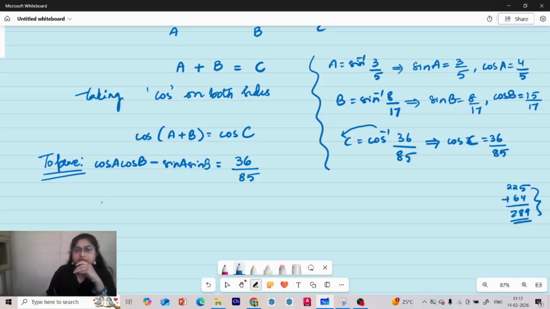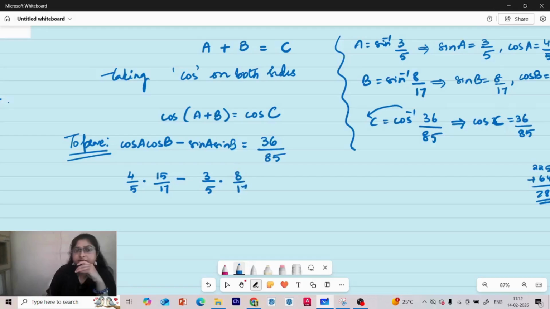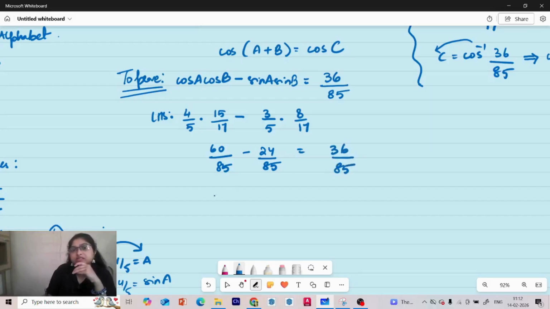Now just replace the values. Cos A value is 4/5, cos B value is 15/17, minus sin A value, which is 3/5, into sin B value, which is 8/17. That's it. So we have 60/85 minus 24/85, which is nothing but 36/85, which is nothing but RHS. RHS is also 36/85, so we have LHS is equal to RHS, hence proved.